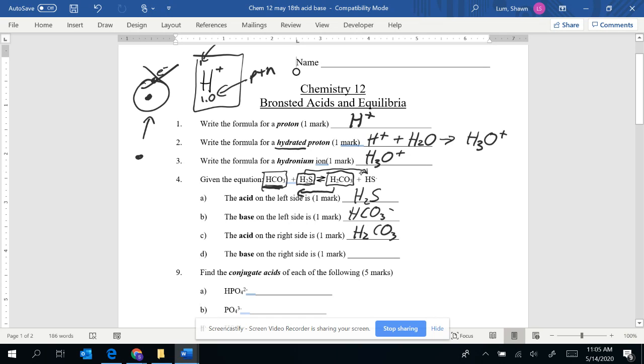And then the base right here, if this went in the reverse direction, it goes from HS minus to H2S. That means it must gain a proton, and that makes it a base. So HS minus is the base on the right side.